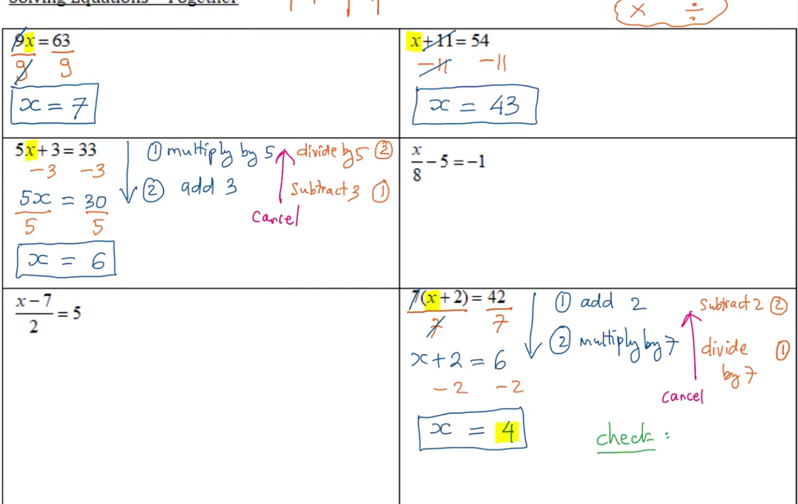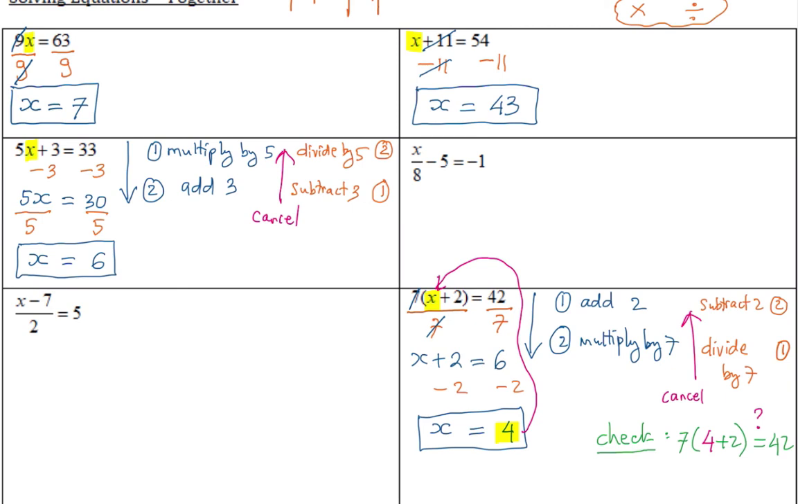So I'm going to check that by substituting this value 4 to the variable x in the beginning that we have there. So I am going to write down 7 bracket and x is 4 now, and then plus 2, and I am asking myself, is this really true? So there's a question, is that really equal to 42?